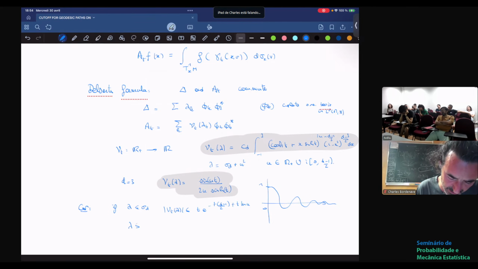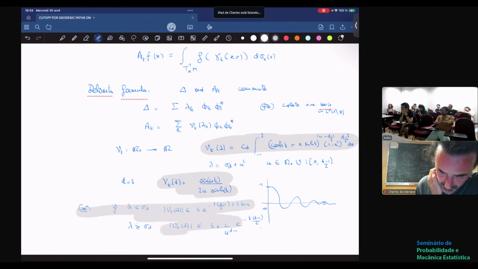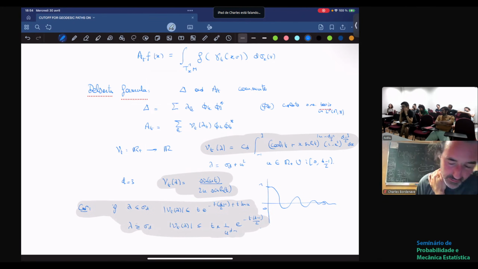And if lambda is larger than sigma d, nu t lambda is bounded by t times something like 1 over u power d minus 1 times the same exponential decay. Okay, so we have a way to bound, from the explicit formula, the way the eigenvalues of the Laplacian are transformed by this spherical mean operator.